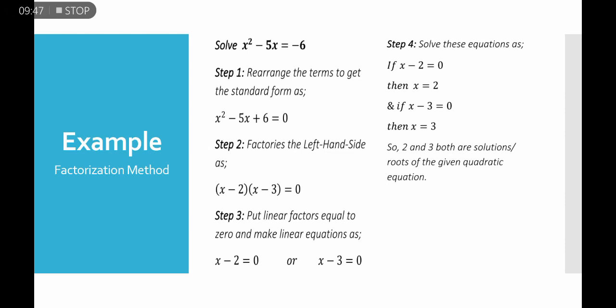Step 3. Put linear factors equal to 0 and make linear equations as x minus 2 is equal to 0 or x minus 3 equal to 0. Step 4. Solve these equations as: if x minus 2 is equal to 0, then x is equal to 2. And if x minus 3 is equal to 0, then x is 3. So 2 and 3 both are solutions or roots of the given quadratic equation.